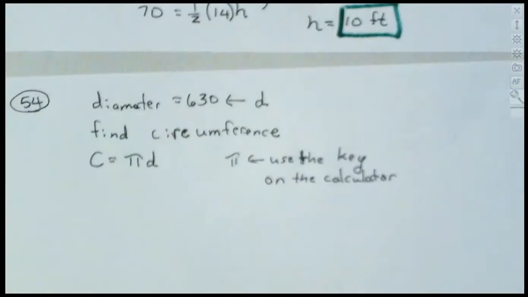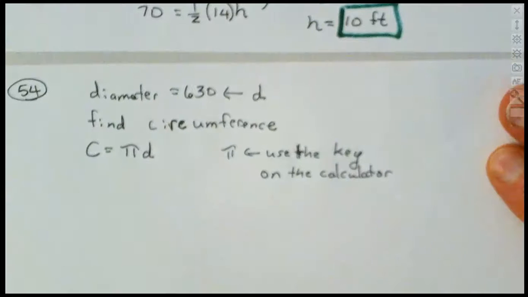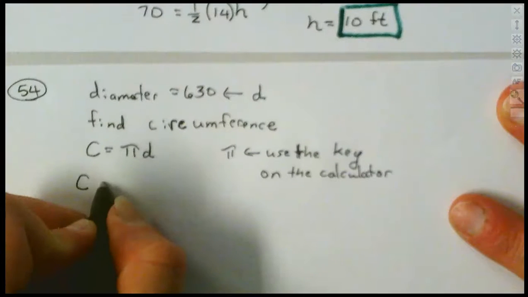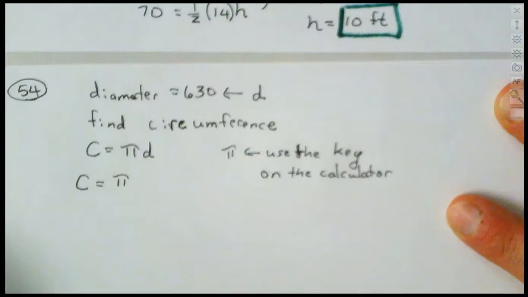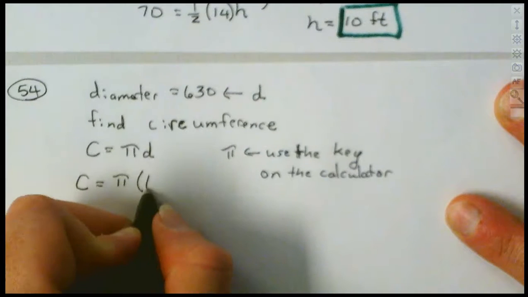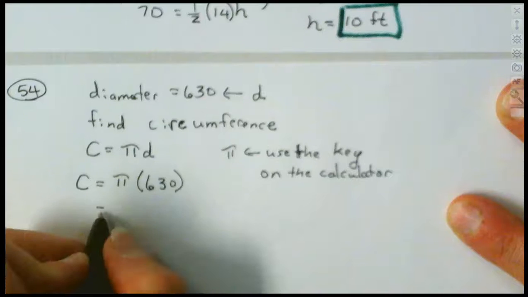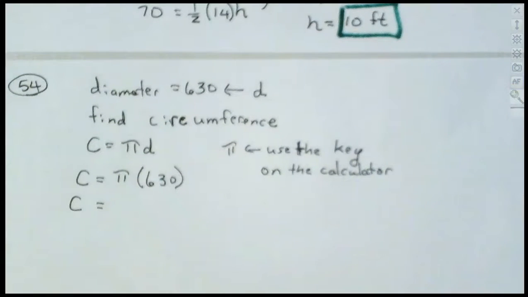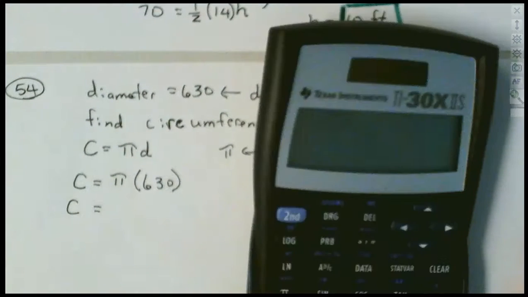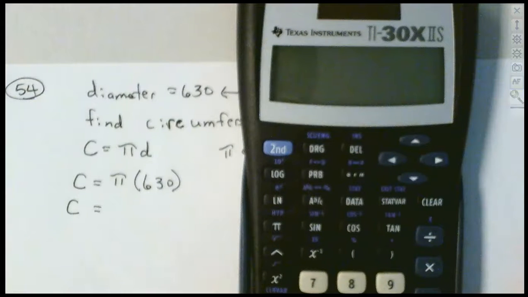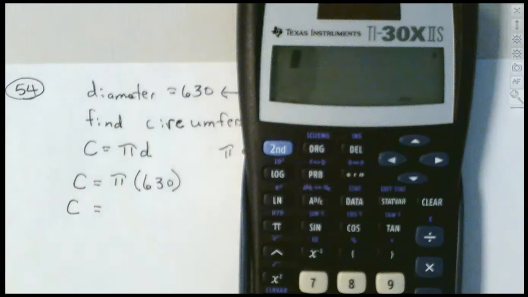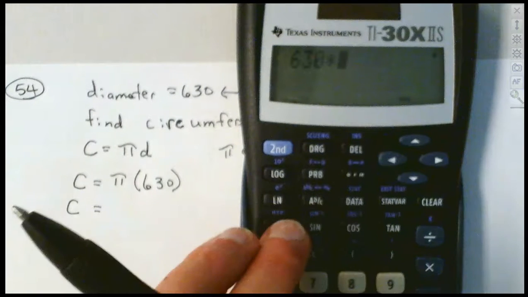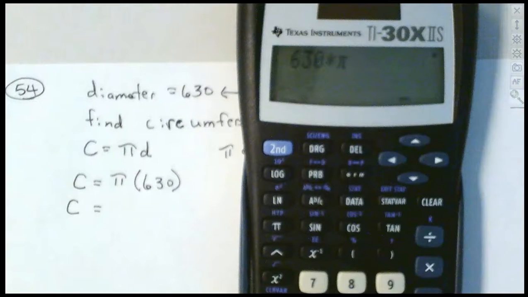So for pi, we're just going to use the pi key in our calculator. So let's go ahead and plug our values in. We don't know what C is. That's our unknown. We're going to use our pi key in our calculator, which we'll do in a moment. And your diameter is 630. So using the pi key in our calculator, let's go ahead and work this out. I'll move it up so you can see what we've got here. Okay, so here's our calculator. We have that 630. We're going to multiply it by pi.